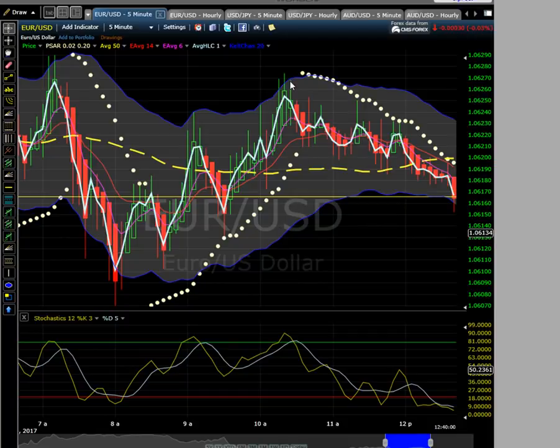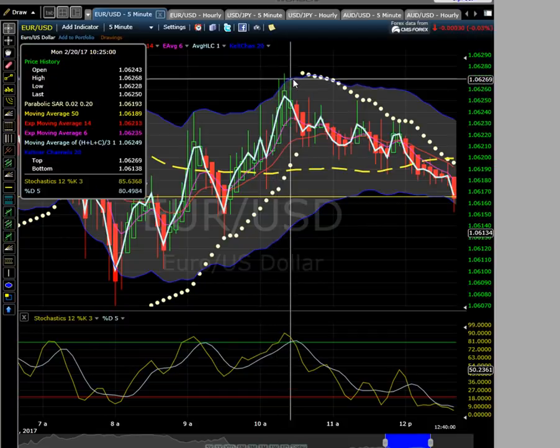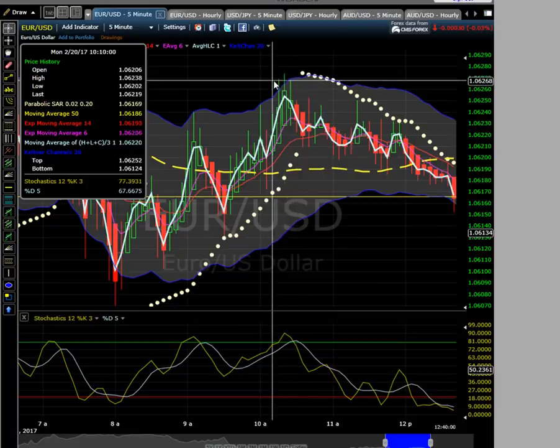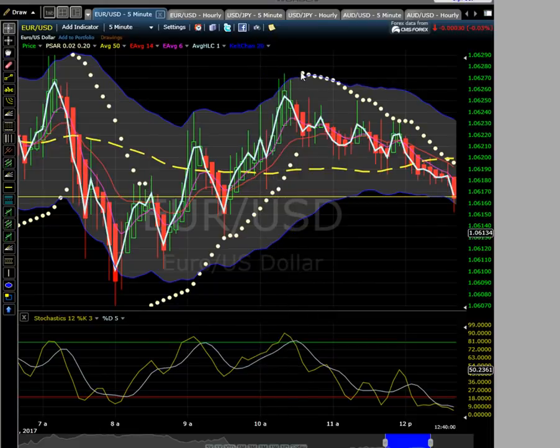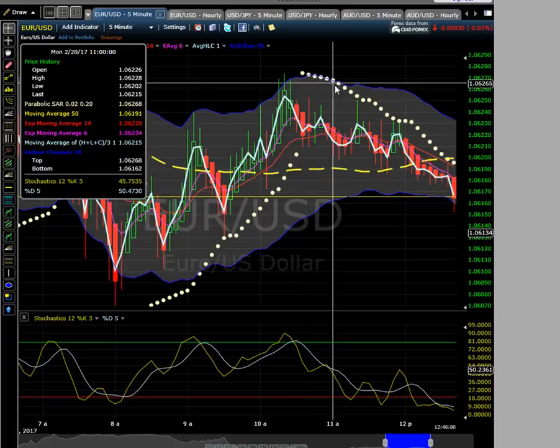For example, if you see that it leaks out of the Keltner bands right here, you'll notice that a trend change might be coming soon, and bam, you'll see these bars right here pop up.